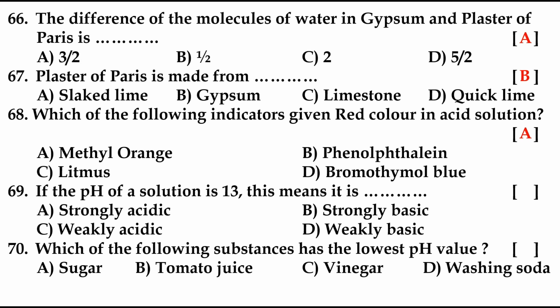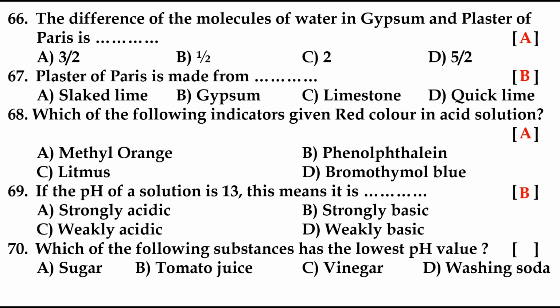69. If the pH of a solution is 13, this means it is dash. A. Strongly acidic. B. Strongly basic. C. Weakly acidic. D. Weakly basic. Answer is option B. Strongly basic.